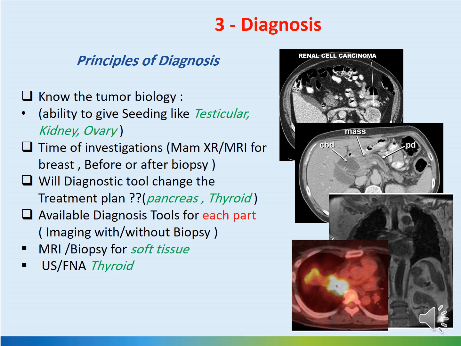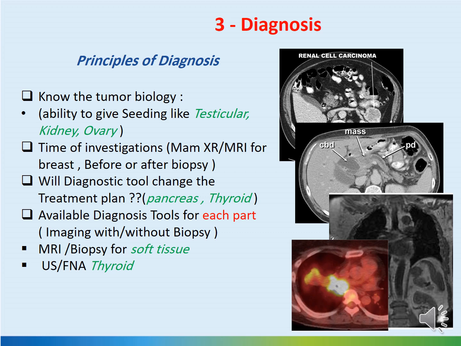But if it will really change our treatment plan, for example with thyroidectomy, if it is malignant I have to go for total thyroidectomy, but if the nodule is only on one side and it's benign, I have to go for only lobectomy. Then the biopsy is very important, and we have to do it. So we have to ask ourselves before doing any type of investigation: will it really help me to make the treatment plan or not?